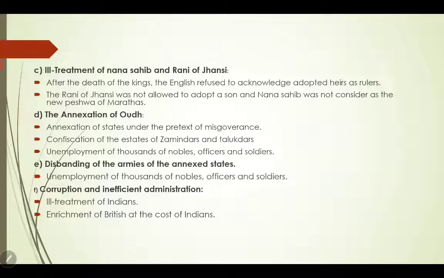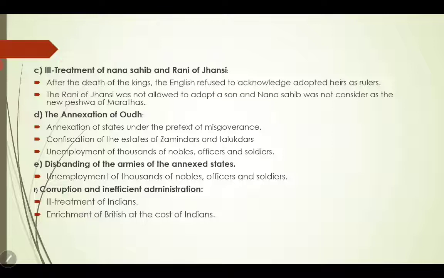Next one is ill treatment of Nana Sahib and Rani of Jhansi. After the death of the kings, the English refused to acknowledge adopted heirs as the rulers, just like the Doctrine of Lapse. So the Rani of Jhansi was not allowed to adopt a son as she did not have her own. And after the death of Bajirao II, Nana Sahib was also not considered as the new Peshwa of the Marathas. And moreover, he was also not given any pension.